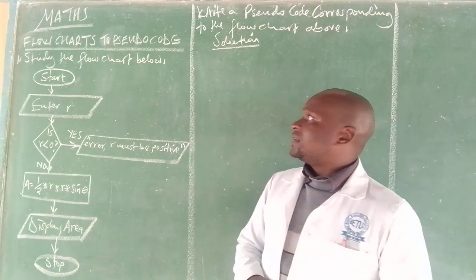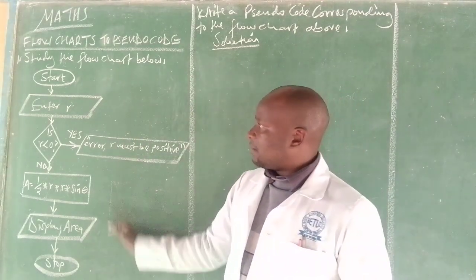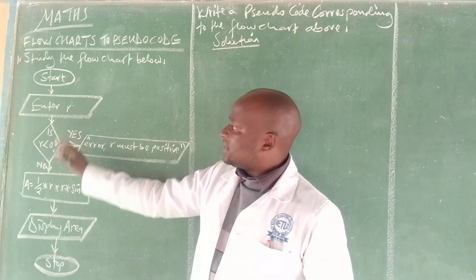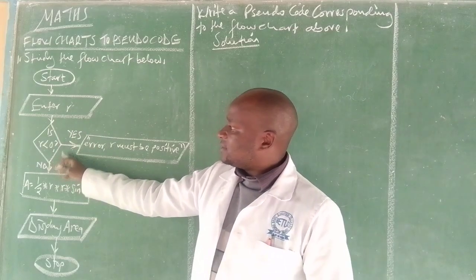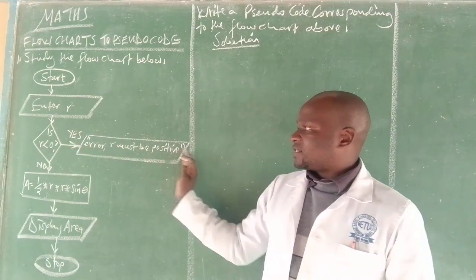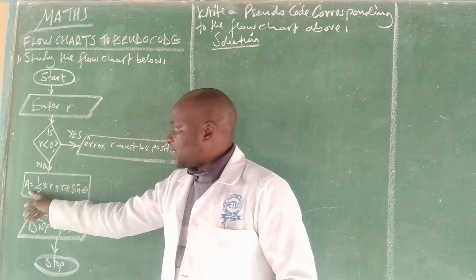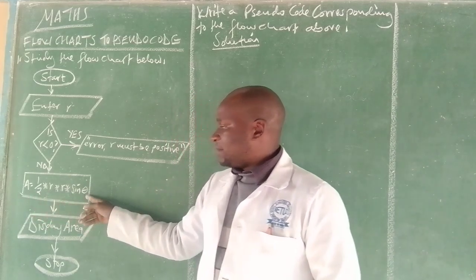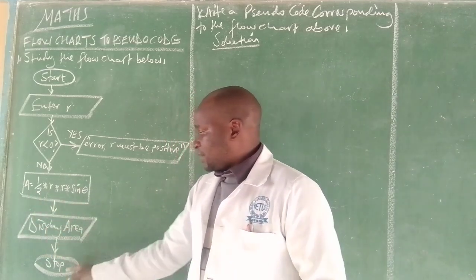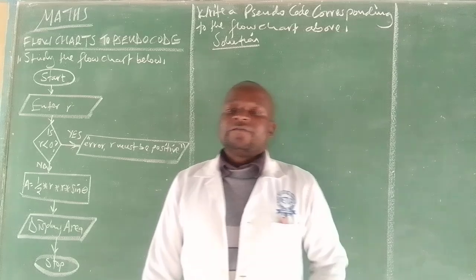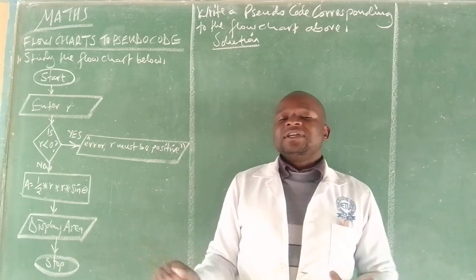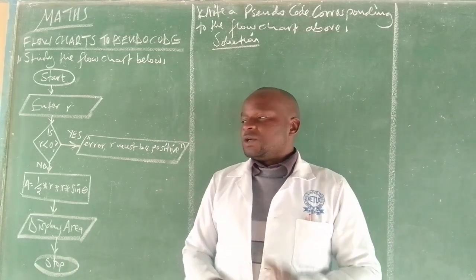The question says, study the flowchart below. This is our flowchart. So we have start, enter radius, is radius less than 0? Yes. Error message, radius must be positive. No. A is equal to, the formula is given. Display area. Then stop.